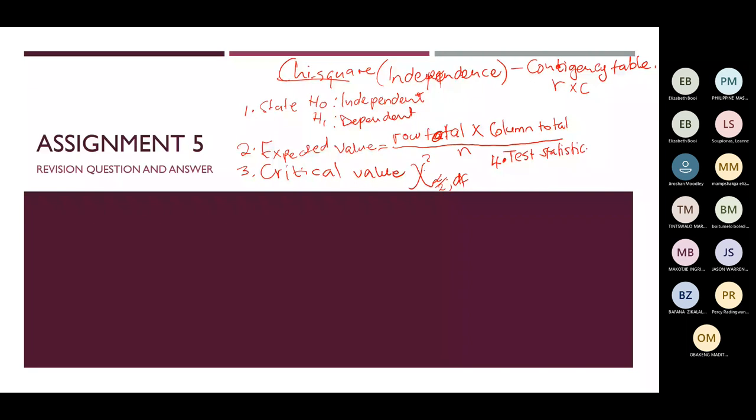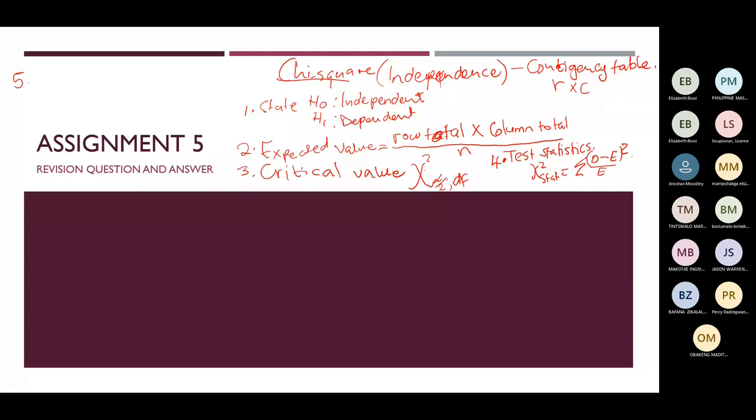Your test statistic will be given by chi-squared stat, which is the sum of your observed minus your expected, divided by the expected, and you need to square the answer. Only the top part squared. It is the sum of your observed minus your expected squared, divided by the expected. And that will give you the test statistic. The last step, which is step number five, is to make a decision.